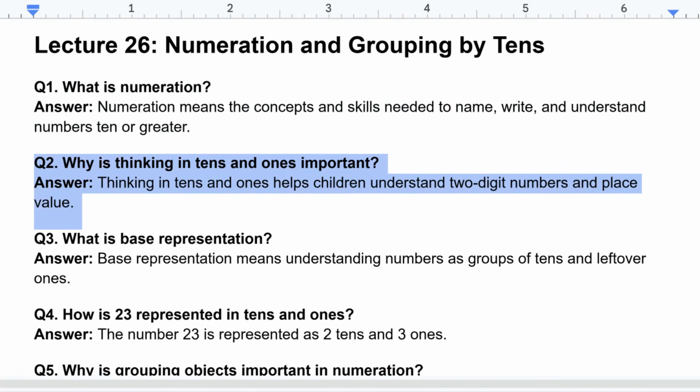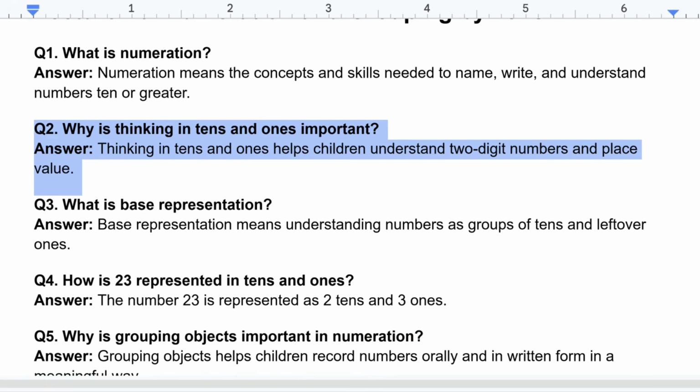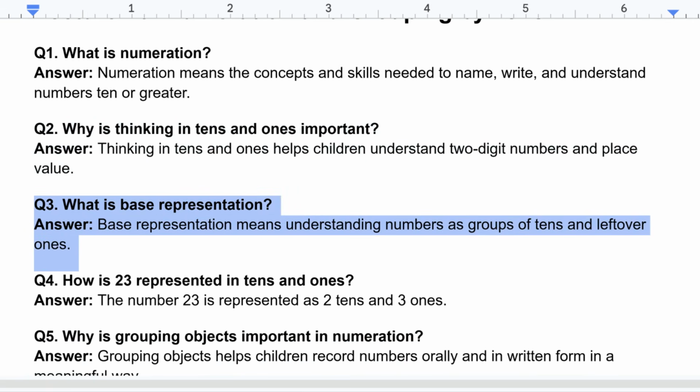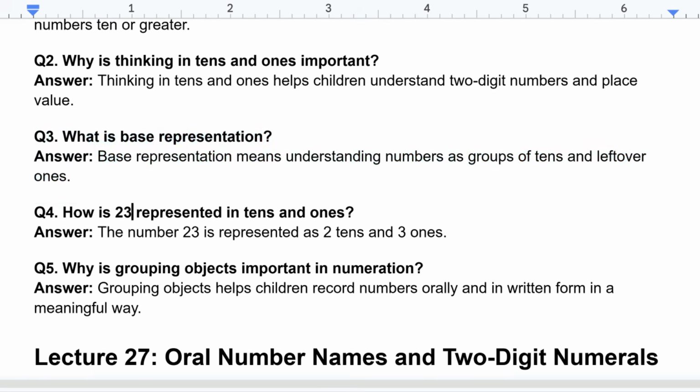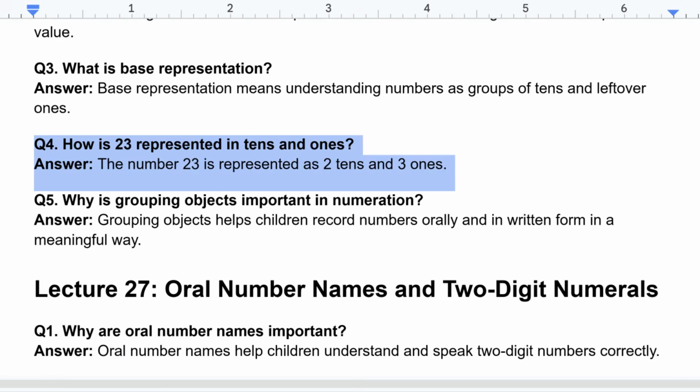Why is thinking in tens and ones important? Thinking in tens and ones helps children understand two-digit numbers and place value. What is base representation? Base representation means understanding numbers as groups of 10 and leftover ones. How is 23 represented in tens and ones? The number 23 is represented as 2 tens and 3 ones.